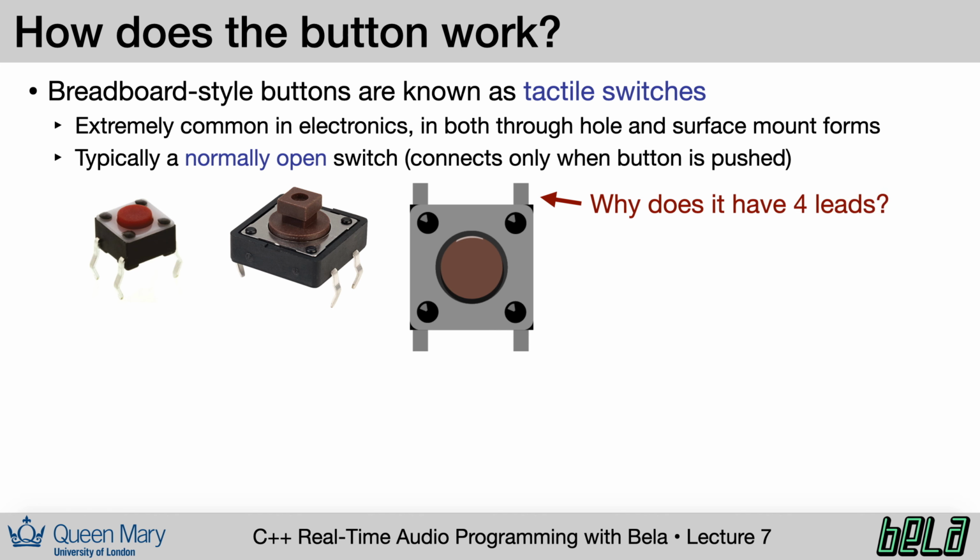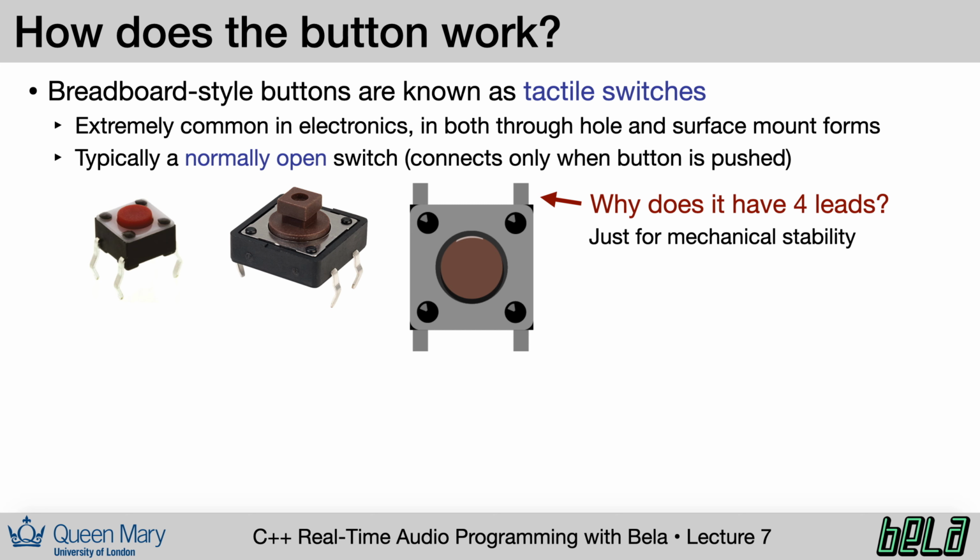Here's a diagram of what these buttons often look like from the top. Notice that there are 4 different leads on this button. Why do you think that might be? One possible answer would be that there are 2 different switches inside this button, but in fact the actual answer is much simpler. The reason that there are 4 leads is just to make it easy to mount on a printed circuit board and make sure that it doesn't fall off.